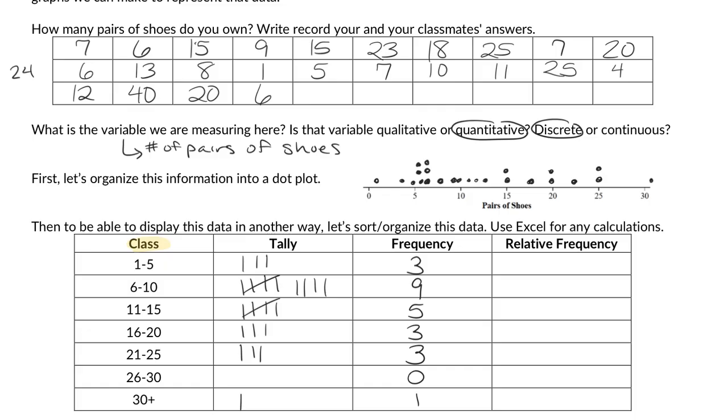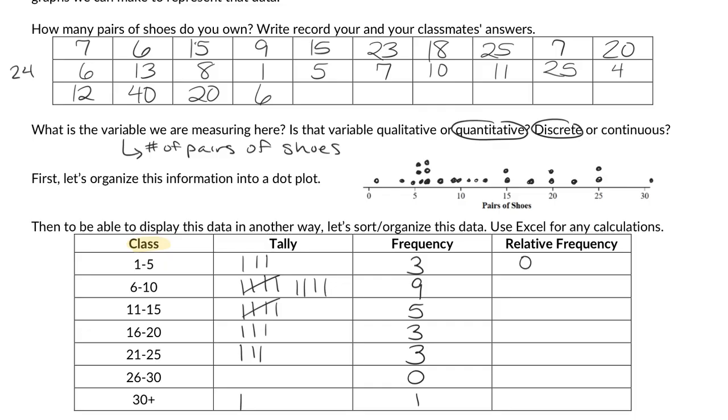So in Excel, to answer what is the relative frequency, what I want you to do is type in all of these numbers. So you'll go 3, enter, 9, enter, 5, enter, 3, enter, 3, enter, 0, enter, 1, enter. And I want you to write a formula that will do the relative frequency of each row. Using Excel to do the cell divided by 24 and copying that formula all the way down, we should have gotten the following values.